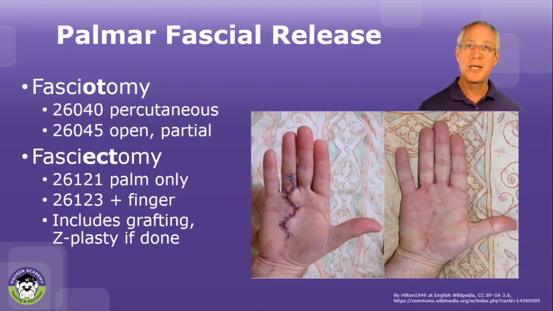A surgeon may term any number of procedures for Dupuytren's contracture a palmar fascial release, including an enzyme injection and manipulation, for which there are CPT codes. But let's talk about the more invasive surgeries.